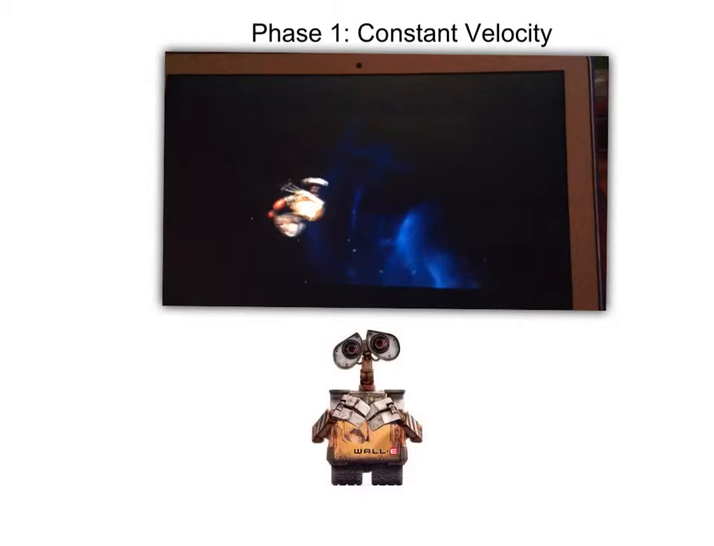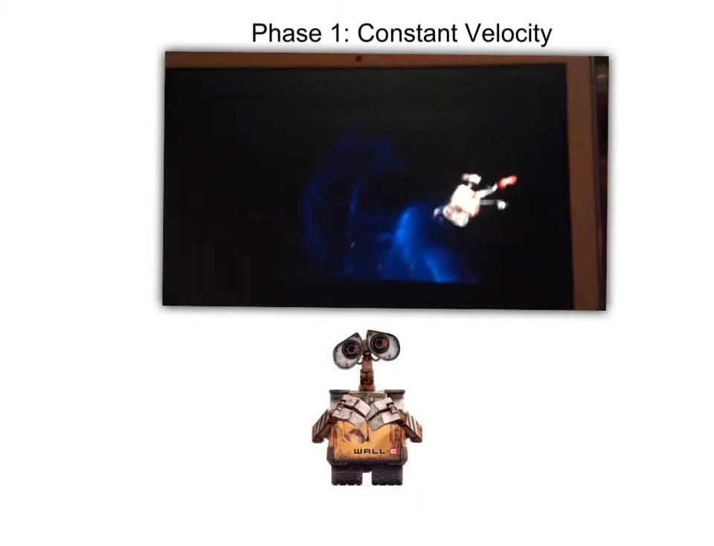So now we want to look at phase one. Phase one of WALL-E's motion. Here's the little video clip of it again. As you can see, he's moving across the screen in outer space. There's no fire extinguisher on. So no fire extinguisher on means he's not applying a force to that and using the fire extinguisher.